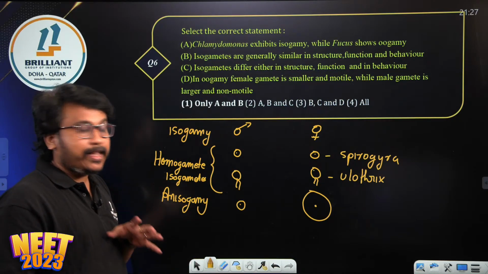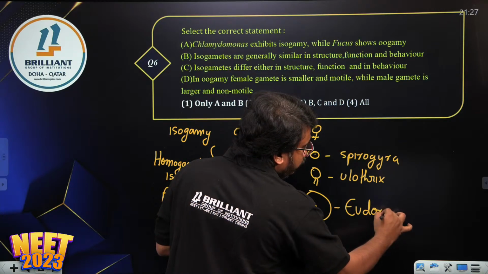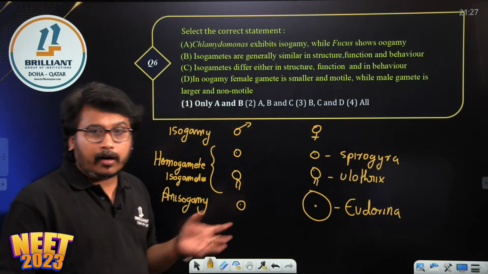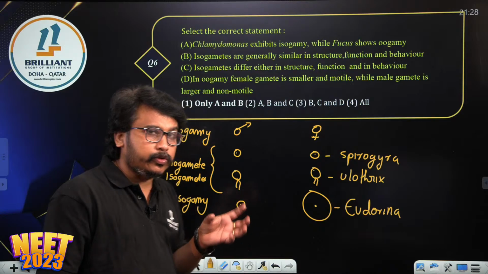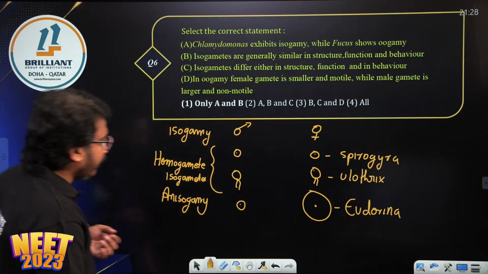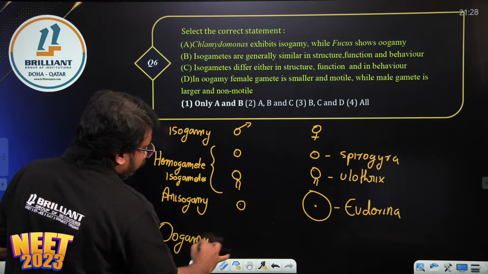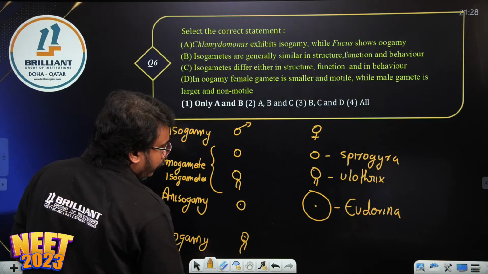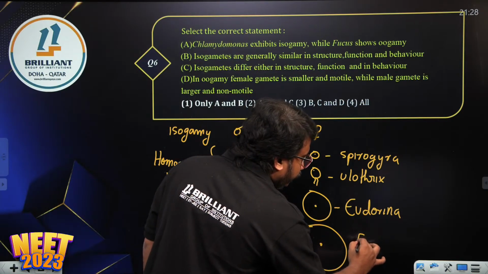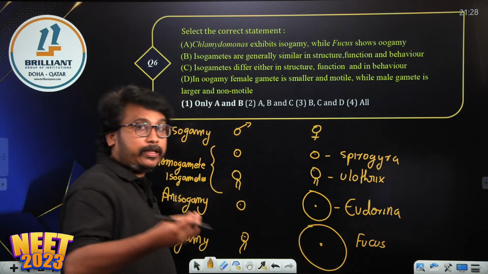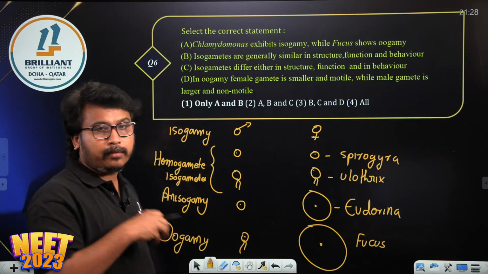For anisogamy, NCERT has mentioned Eudorina, but they never said which group it belongs to. When you are learning, please learn that Eudorina is a colonial green algae, like Volvox. Then in oogamy, the male gamete is small and motile, and the female gamete is large and non-motile. Example: Fucus. Even in Reproduction in Organisms in grade 12 NCERT, they have written about Fucus. So learn these examples correctly.